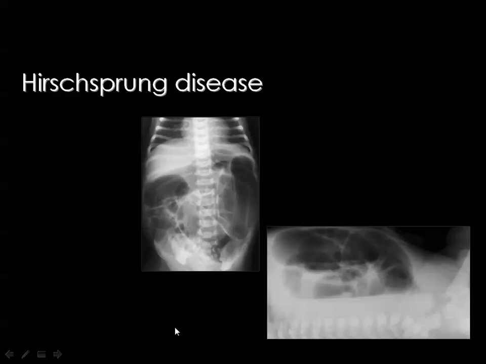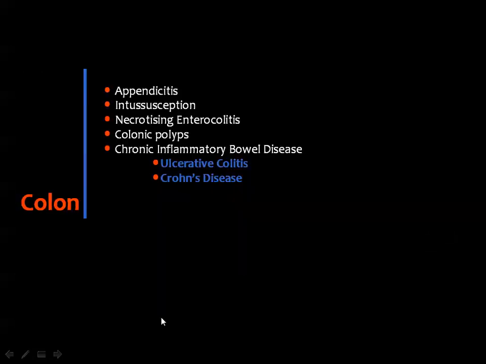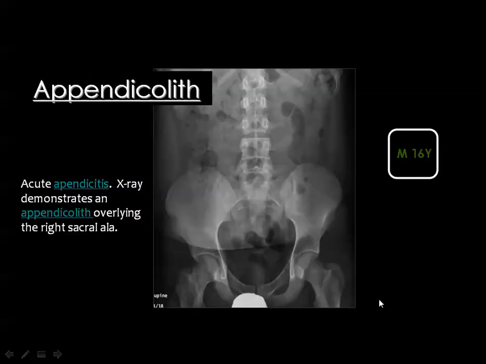And from the plain film, you cannot say that this is Hirschsprung. By injecting barium, you can see the narrowed segment with distension of the colon proximal to it, diagnostic of Hirschsprung disease. The acquired lesions in the colon include appendicitis, intussusception, necrotizing enterocolitis, colonic polyps, ulcerative colitis, and Crohn's disease.